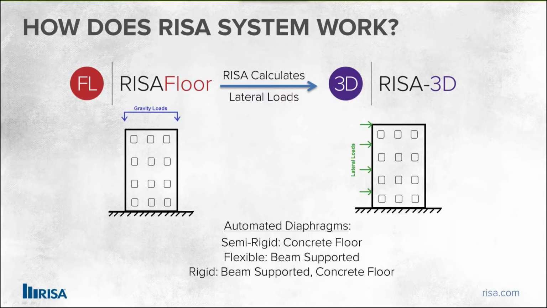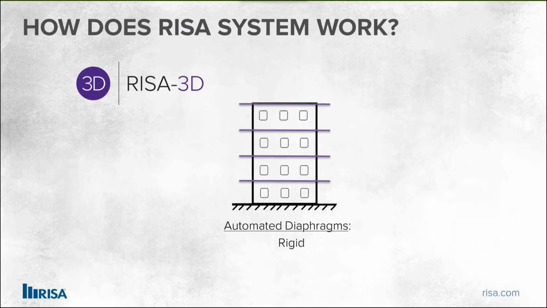If you want to use a flexible diaphragm, you can do that for a beam-supported floor level. And if you want to use rigid, you have the option for both the beam-supported and the concrete floor. So you have different automation levels for different diaphragms. So that's your RISAFloor and your RISA-3D together. RISA-3D by itself, we can do the same type of thing with just the rigid diaphragm. So that one is automated as well if you're using RISA-3D.